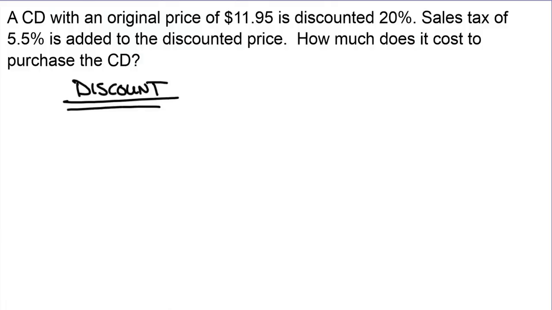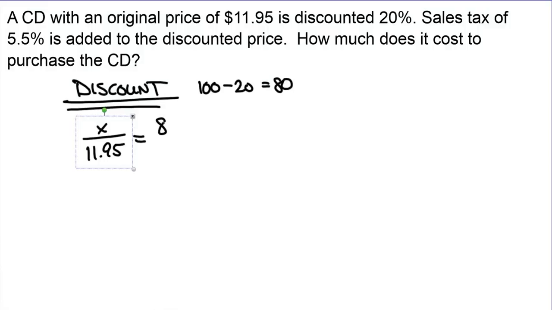So if the price is discounted 20%, what percent of the price will be remaining? So 100 minus 20 is 80. So 80% of the price will be remaining if I take 20% off. So that's what I'm going to use in my proportion. How much is going to be left out of $11.95 if I have 80% remaining. That would be a 20% discount. I'm taking 20% off. And if you solve this proportion, you get $9.56. So that's what the price is going to be after the discount, but that's not going to be what it is after tax. So now I have to do the tax.